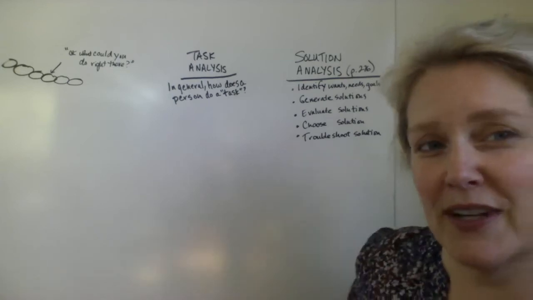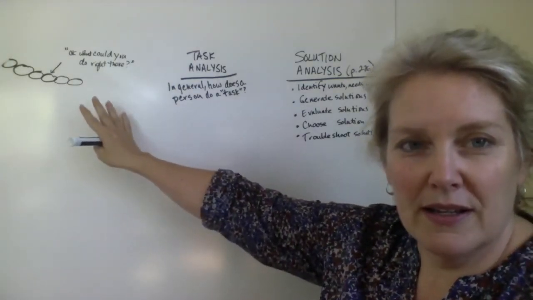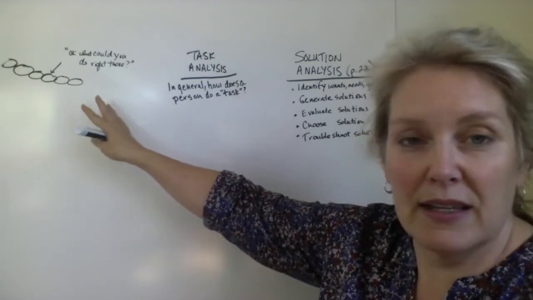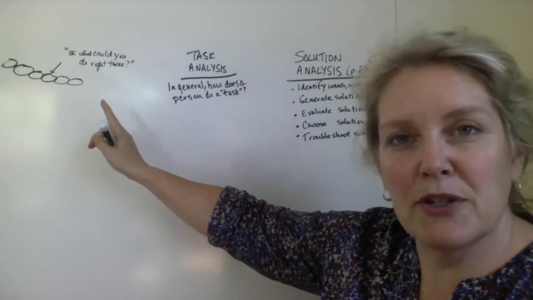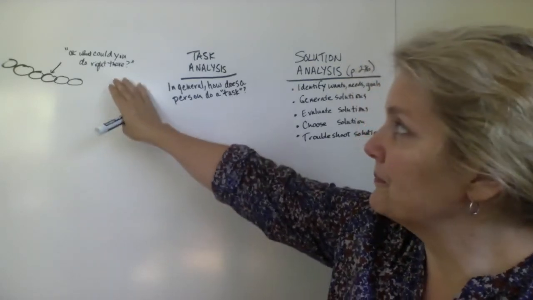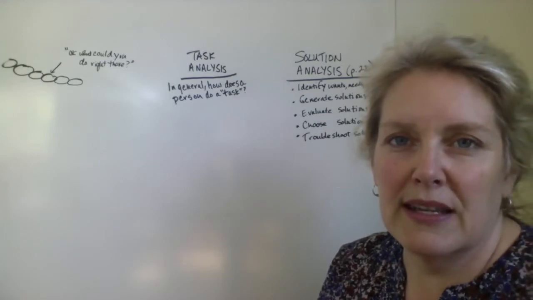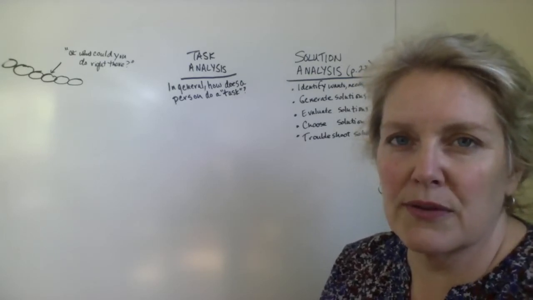Okay, here we go, right? So chain analysis, you're going along and you find a place, a link where you think, that would be a good place for them to do something different to get the chain of events to go differently. And so you might ask right there, what could you do to get things to go differently, to get this to go a different way?